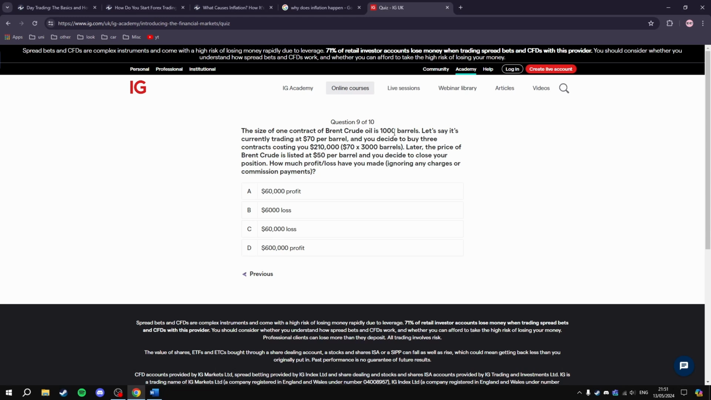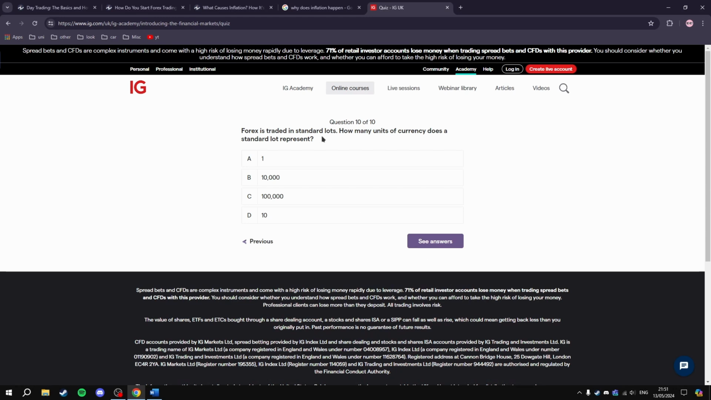Oh no, that's one contract times 3, so minus 60,000, a $60,000 loss. Forex is traded in standard lots. How many units of currency does a standard lot represent? It's 100,000.